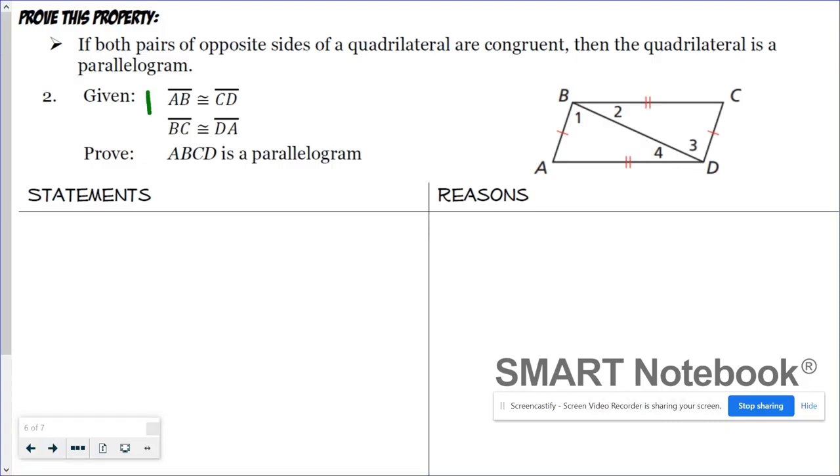So we are given that AB is congruent to CD and that BC is congruent to DA. We want to prove this is a parallelogram, but we can't use both pairs of opposite sides are congruent. So what else can we do? Maybe you're thinking congruent triangles, and you're also seeing there's a shared side. So we can say that BD is congruent to itself. Of course, that's reflexive.